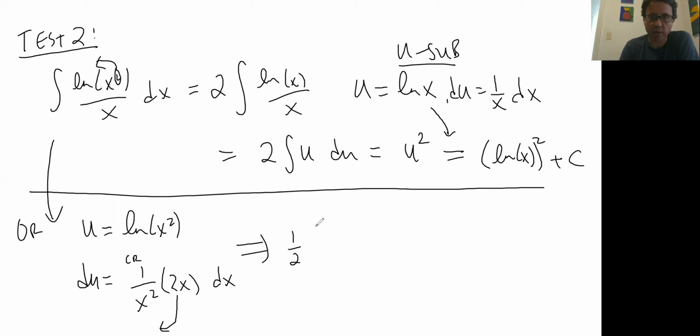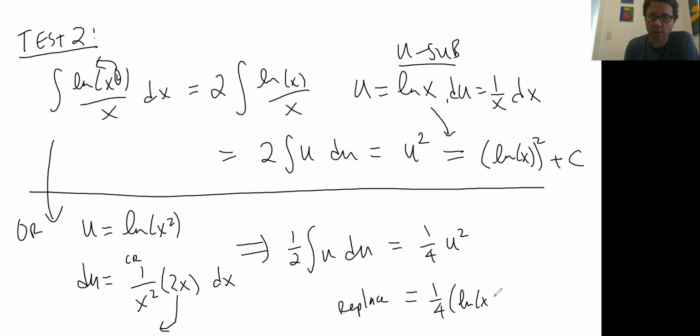So it'll be 1/2 the integral of u du for this particular u setup. So that'll be 1/4 u squared. Then when you replace, you get 1/4 (natural log of x) squared plus C. And that's just another way, these are the same. It's just another way of writing the inside.